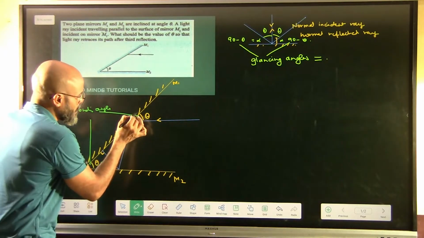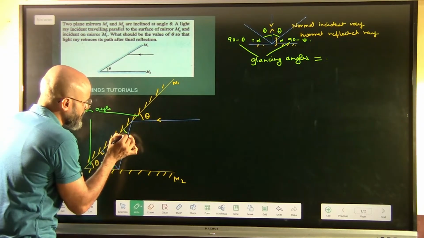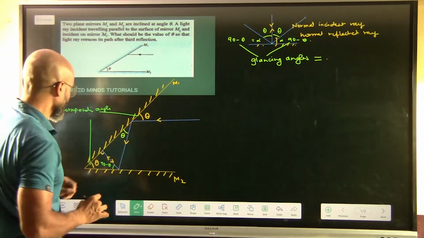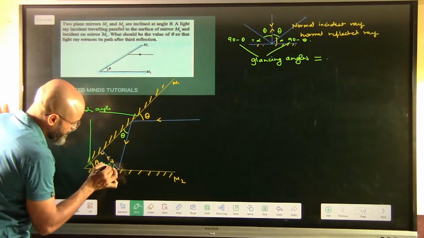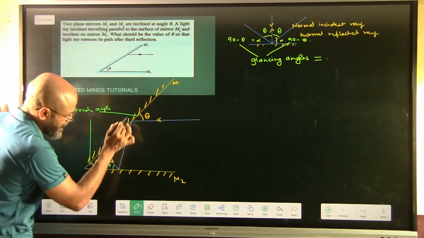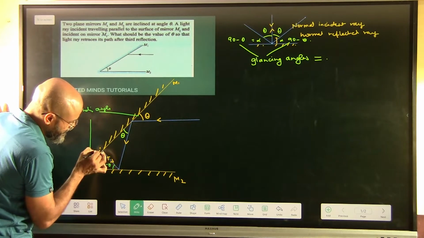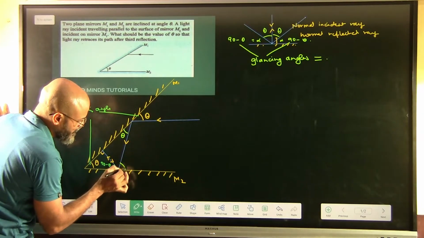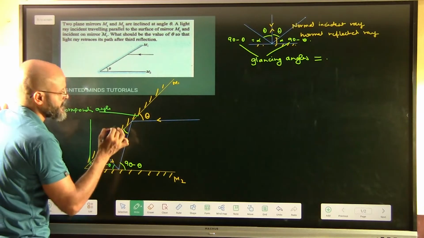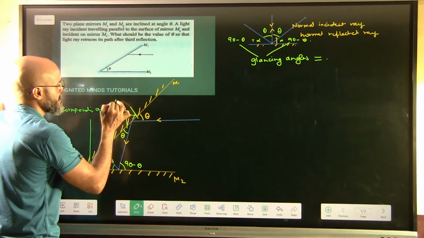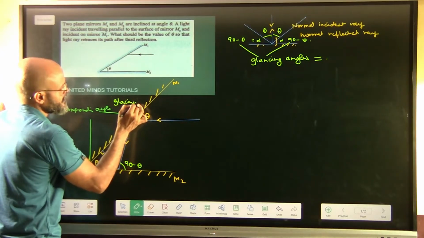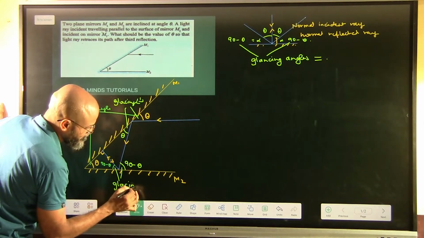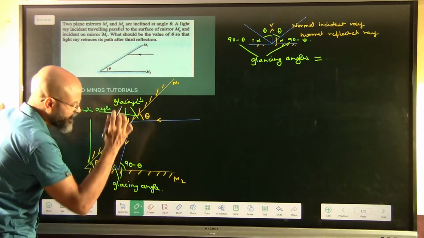In this case, if this is theta, then this one will be the glancing angle, and this one will also be theta. Similarly, this ray is coming like this, and this is the glancing angle for this reflection. This ray is getting reflected like this. We have already calculated the value of this angle as 90 minus theta, so here it will be 90 minus theta. These two are glancing angles, and similarly these two are also glancing angles.